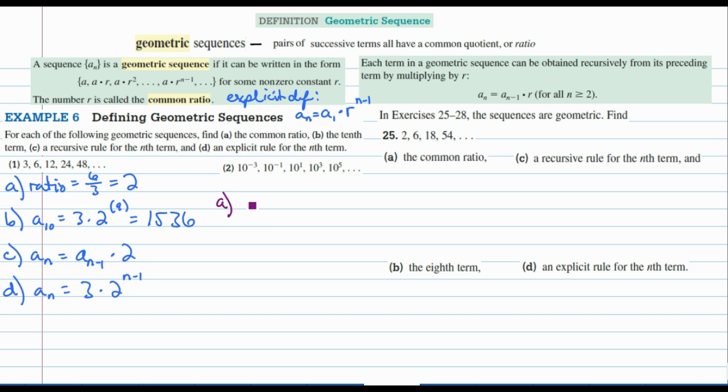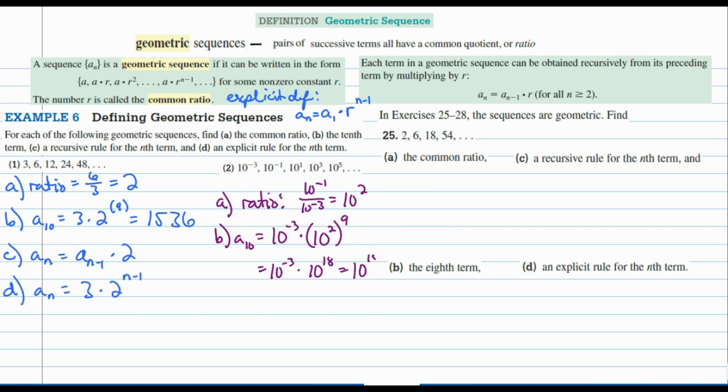Number 2, a, the common ratio, is going to be the second term over the first term, so 10 squared, or 100. The 10th term then will be 10 to the negative 3 times our common ratio to the n minus 1, or in this case 9th power. So we're really looking at 10 to the negative 3 times 10 to the 18th. If I multiply by the same base, I add the exponents, so that would be 10 to the 15th.